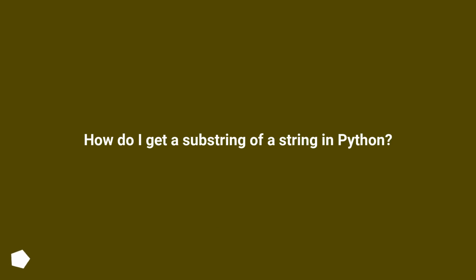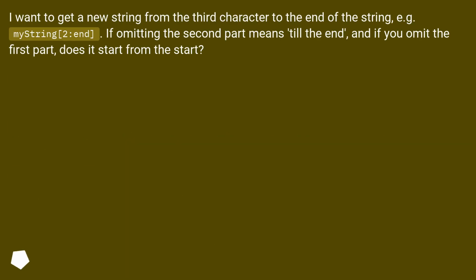How do I get a substring of a string in Python? I want to get a new string from the third character to the end of the string, for example mystring[2:]. If omitting the second part means till the end, and if you omit the first part, does it start from the start?